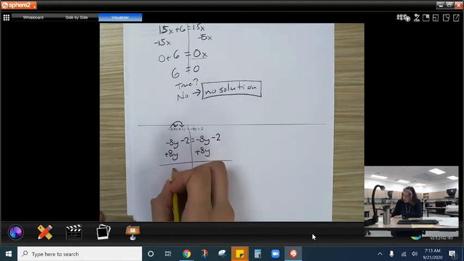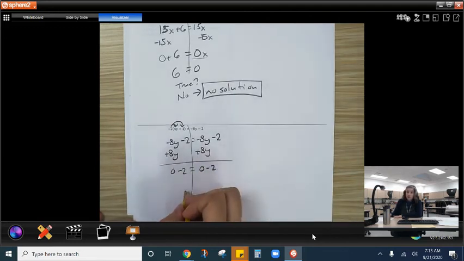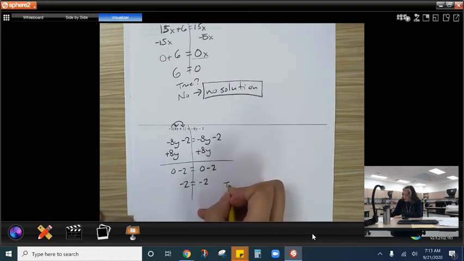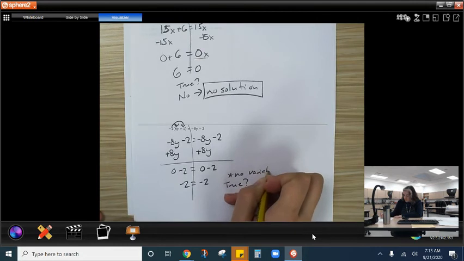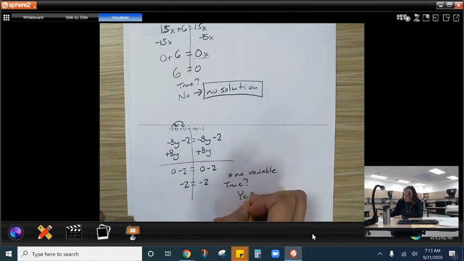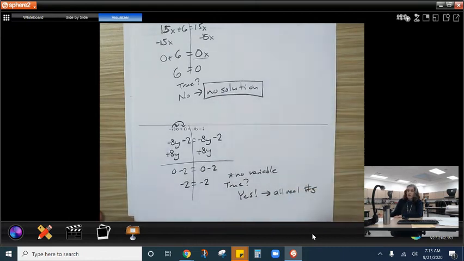And we have 0 minus 2 is equal to 0 minus 2. Get that to a number equals a number. So that'd be negative 2 is equal to negative 2. We have to ask ourselves, is that true? Right? There's no variable. Is that true? Yes. So all real numbers. Feeling a little lazy there, so I'm just going to do the pound sign.